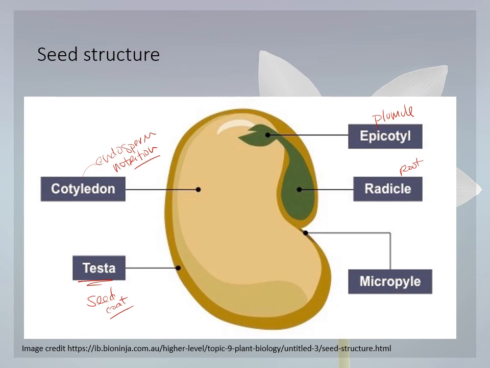The micropyle here is a little hole where the pollen tube had grown into the ovule before the seed was formed. What's pretty cool is that there is still a little bit of a hole left there, and that's how water will get into the seed so that germination can occur.